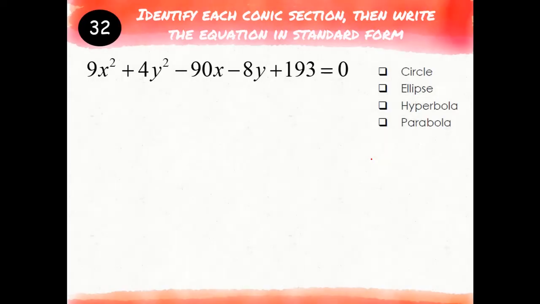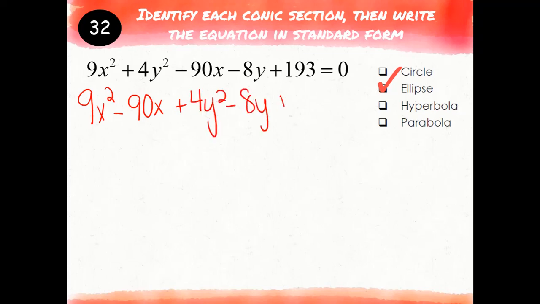Let's take a look at 32. So again, I'm looking at this problem and I am seeing both x squared and y squared. There is definitely a 9 and a 4 sitting out front there. So they are different coefficients. That means I have an ellipse. So now let's group the terms together. Move the 193 over.